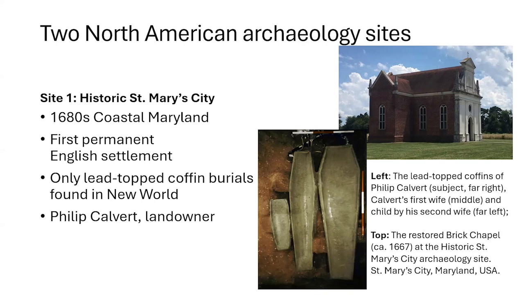So on the left, you can see those three coffins. That was Calvert. On the far right, your far right, his first wife and the child by his second wife. We're not sure where she ended up. But what we're interested in here is getting a glimpse into the inner workings of, or the environmental conditions of, this colony when it was in operation during the 1600s.